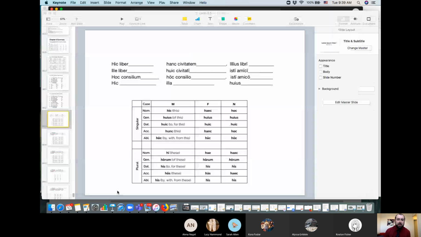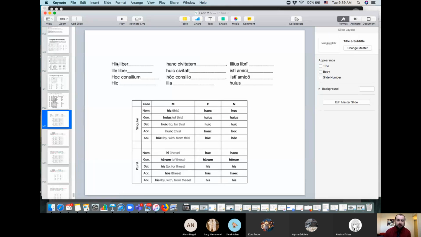All right. But hic liber, that would just be this book, right? That's all it would be. There's not really too much to this pronoun other than that there are just way too many forms of it. That's the only thing that makes it difficult. Whereas illa liber would be that book, hoc concilium, this plan. Whereas just hic by itself, if it's not next to a nominative masculine singular, that would be this man.